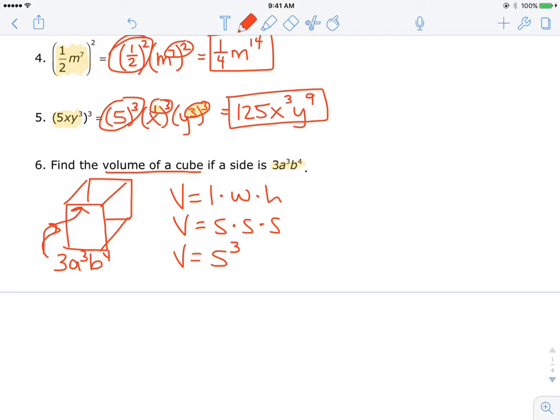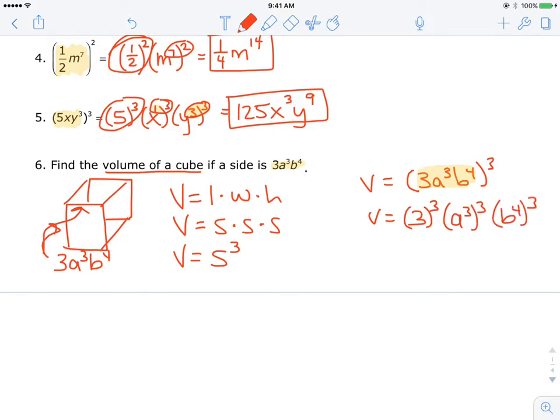And this really allows us to use this new rule that we've been talking about. So the volume is going to be the side, 3a cubed b to the 4th, cubed. Okay, I'm going to say it again. It bears repeating. Everything inside of here is being cubed. The 3, the a cubed, and the b to the 4th power are all being cubed. So we're going to think about this as 3 cubed, a cubed cubed, and b to the 4th cubed.